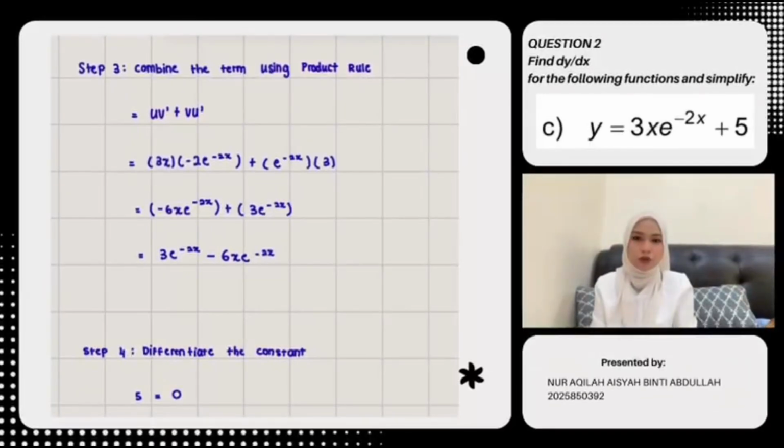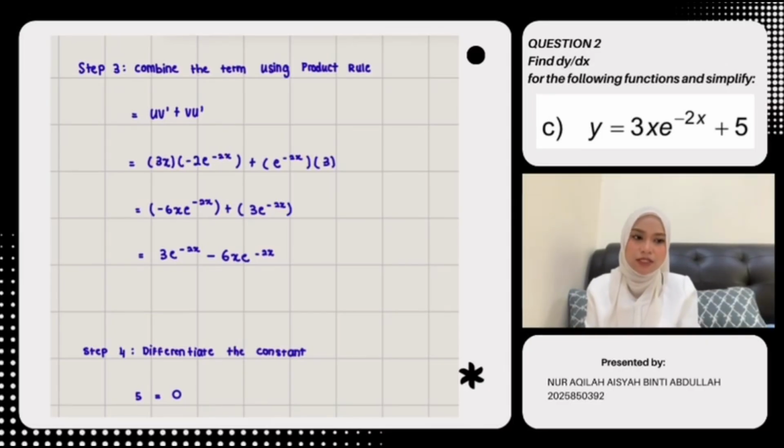Step 3 is we need to combine the terms. Now substitute this into the product rule formula. So we get u v prime plus v u prime. So 3x multiplied with negative 2 e to the power of negative 2x, plus e to the power of negative 2x multiplied with 3. So the result would be 3e to the power of negative 2x minus 6x e to the power of negative 2x.